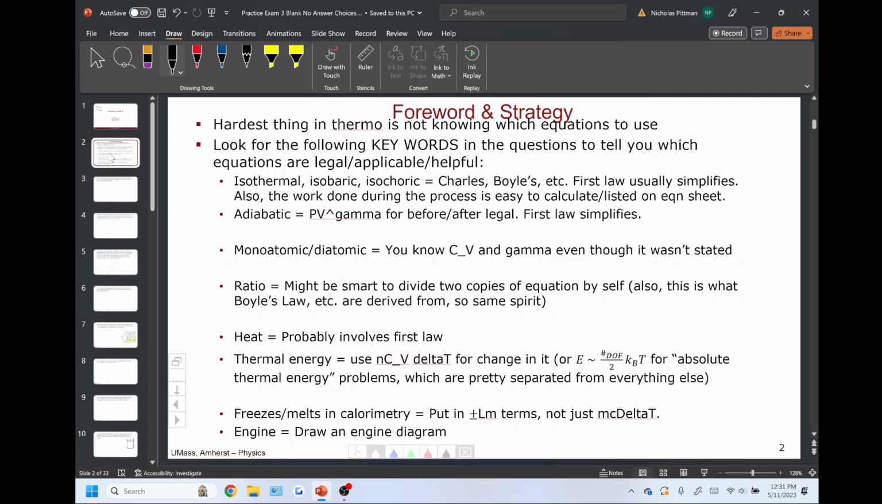And lastly, if there's an engine, don't try and shortcut it. Draw the engine diagram of the 2 reservoirs and work it out. Same for the refrigerator. That'll just help you avoid stupid side mistakes. All right, so let's get to the questions.